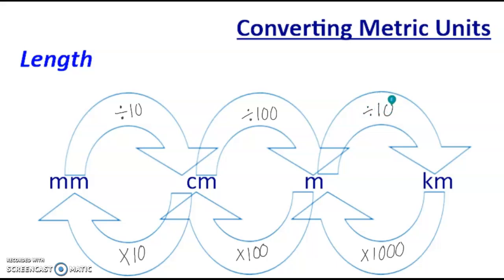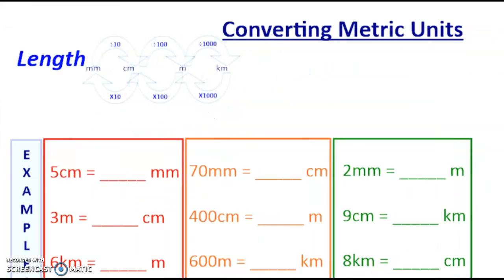So the first thing you need to do is you need to know those conversions. Times by 10 to get from centimetres to millimetres, times by 100 to get from metres to centimetres, and times by 1,000 to get from kilometres to metres. Those are some important conversions there. So let's have a look at some examples of how we use this.